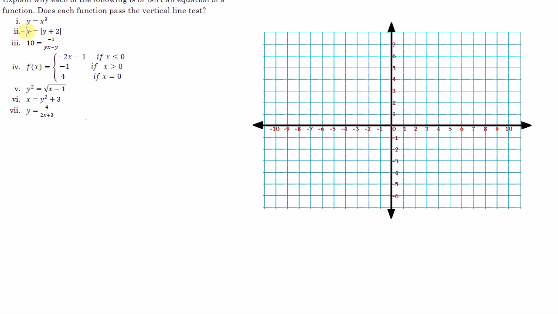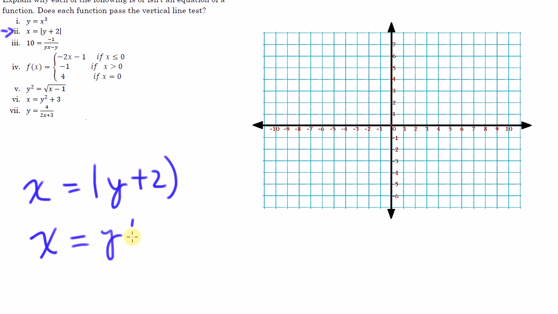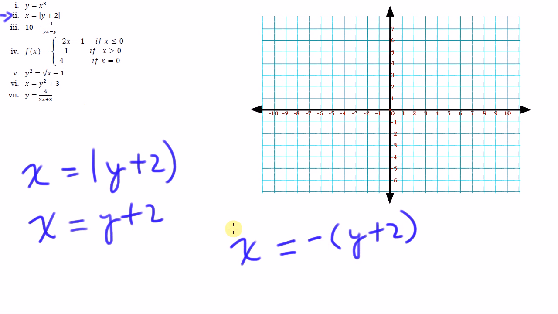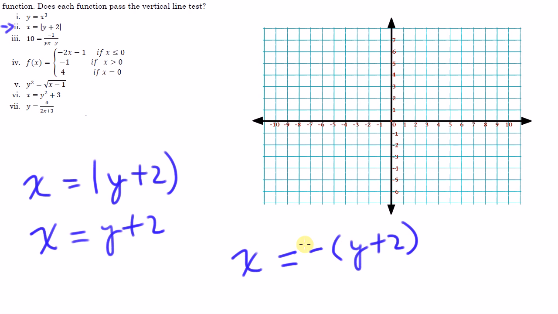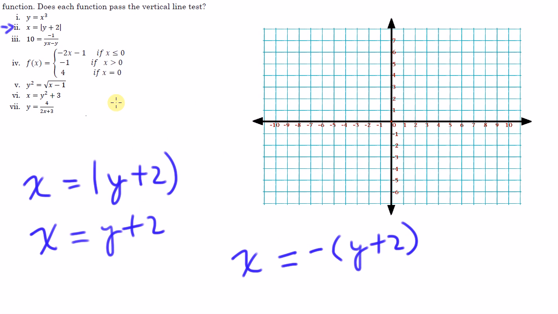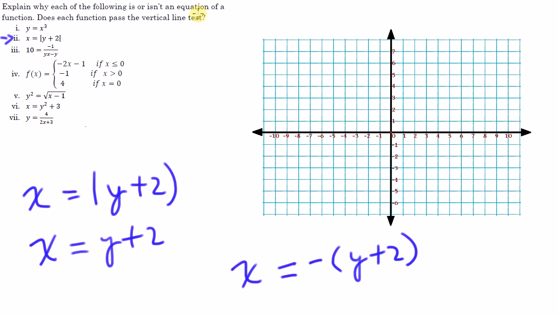So number 2, x equals, okay, this isn't even a function because you're going to have x is equal to the absolute value of y plus 2, and you're going to have two cases. One where x is equal to y plus 2, and the other case where x is equal to the negative of y plus 2. So you're going to end up with two values for y, and that is not going to be a function. So this would not pass the vertical line test, and it's just simply not a function.